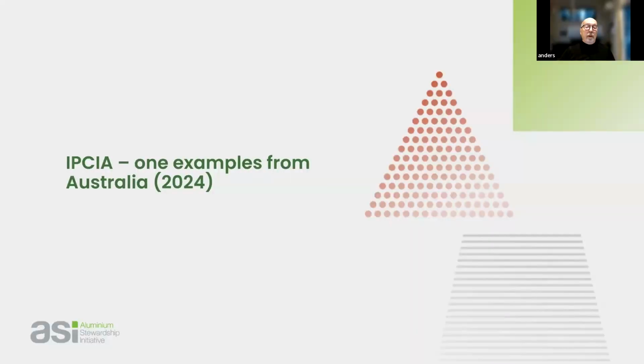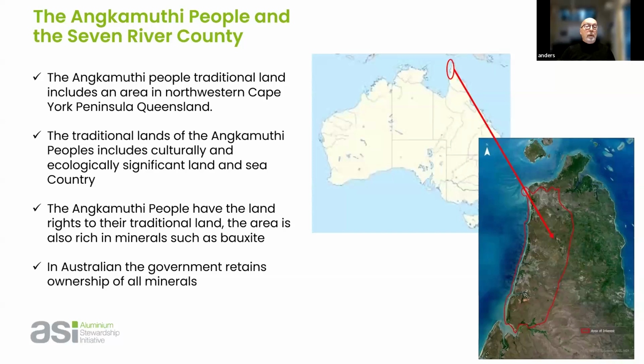So, next and the final example is coming from Australia. And it's about the Angamuthi people and the Seven River Country. The Angamuthi people's traditional land includes an area of northwestern Cape York Peninsula in Queensland, an area that is equal to a small European country. The traditional lands of the Angamuthi people include culturally and ecologically significant land and sea countries.